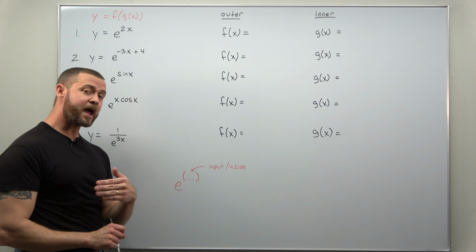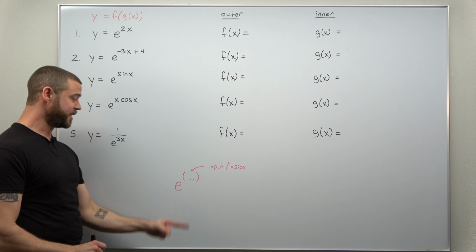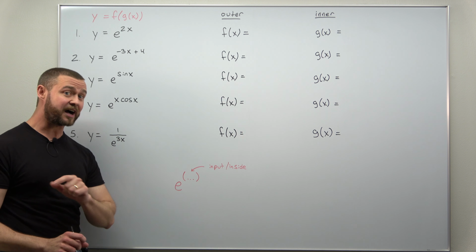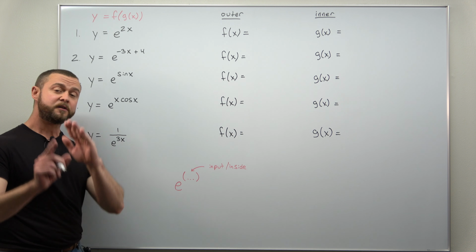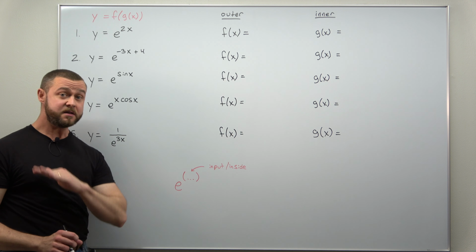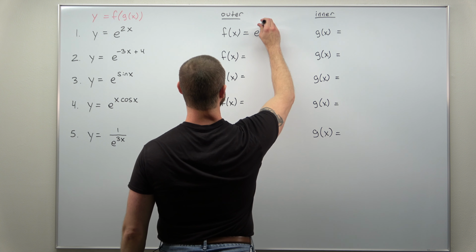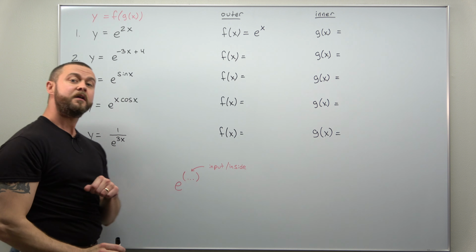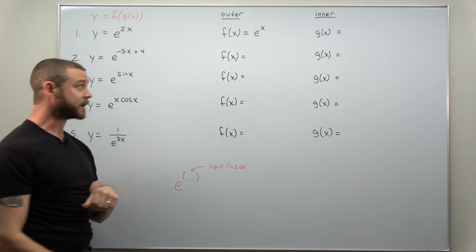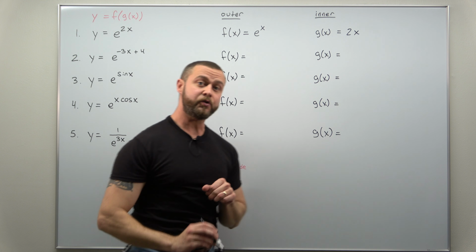Now, the first thing I want to point out is for an exponential function, something of the form e raised to something, our exponent, that's going to be thought of as the input or inside to the exponential function. So all of these 5 examples, the outer function will be e to the x. So for our first example, our outer function will be e to the x. The inside or inner function, well, that's just going to be the exponent, 2x. So here we would take g of x to be 2x.